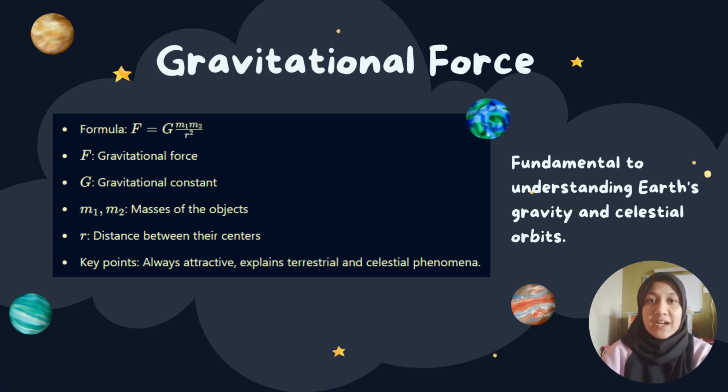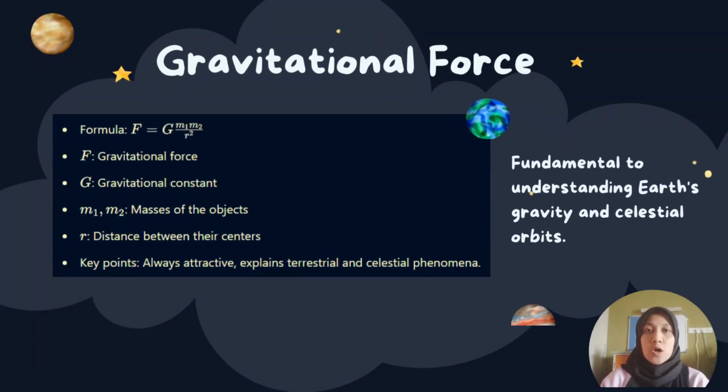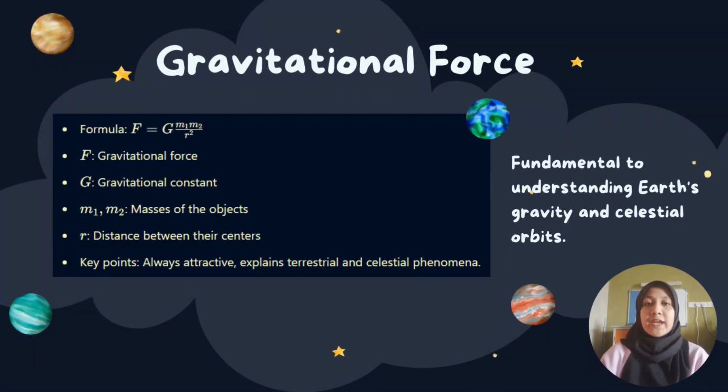Gravitational force, as defined by Newton's universal law of gravitation, explains how every object with mass attracts every other object with mass. Newton's law of universal gravitation can be expressed with the formula F equals G m1 m2 divided by r squared. Here, F is the gravitational force, G is the gravitational constant, m1 and m2 are the masses of the objects, and r is the distance between their centers.